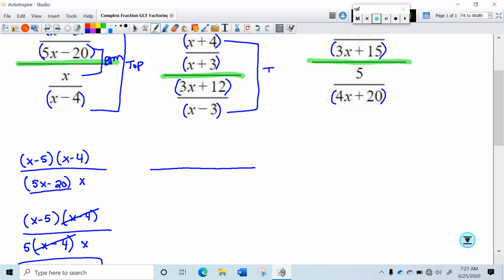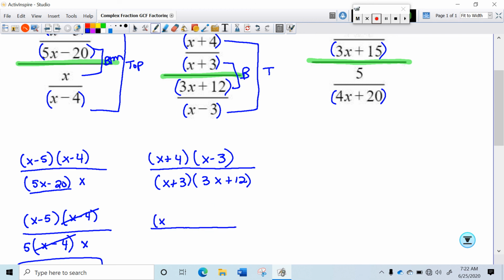Outside on the top, x plus 4, x minus 3. Inside on the bottom, x plus 3, 3x plus 12. Okay, start factoring. X plus 4 cannot be factored. X minus 3 cannot be factored. X plus 3 cannot be factored.